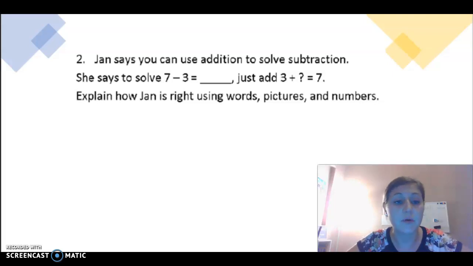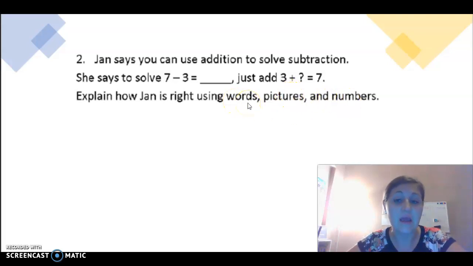Let's get started on problem 2. Listen carefully while I read it to you. It says, Jan says you can use addition to solve subtraction. She says to solve 7 minus 3, just add 3 plus how many equals 7. Explain how Jan is right using words, pictures, and numbers.